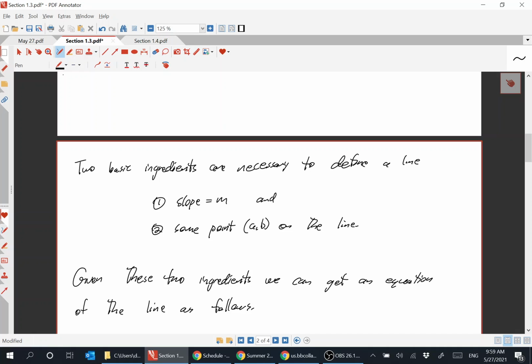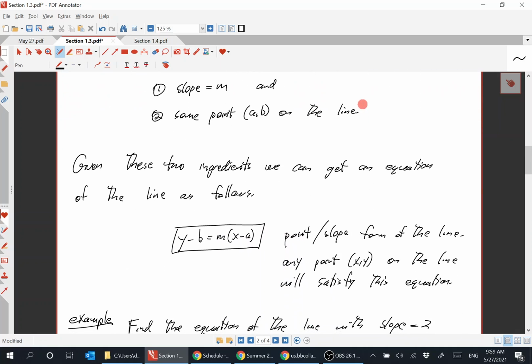Given those two ingredients, you can get an equation of the line as follows. Now, this equation isn't unique. There are different ways of expressing this equation depending on which point (a, b) on the line you use. The line's got infinitely many points. So, given the slope and some point on the line, if I chose a different point on the line, I'll get a different equation here. But that's okay. This is called the point-slope form of the line.